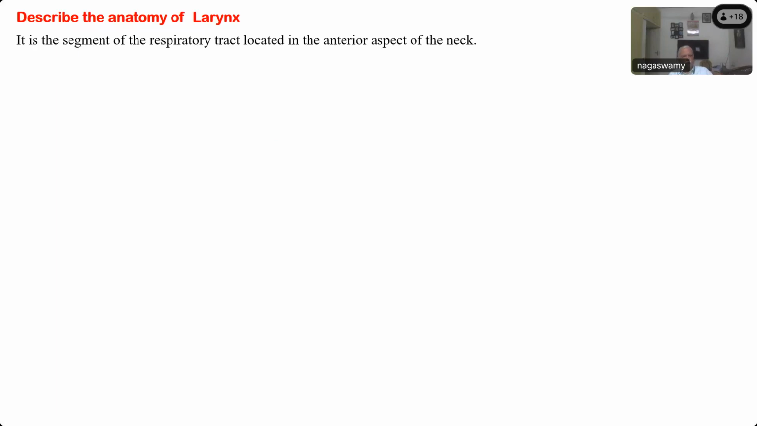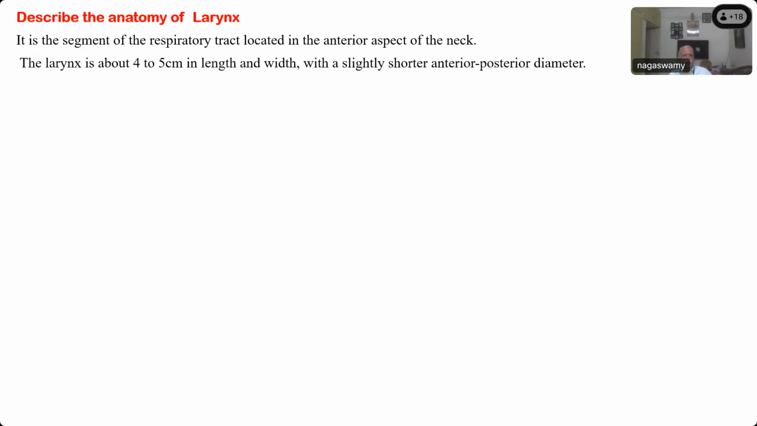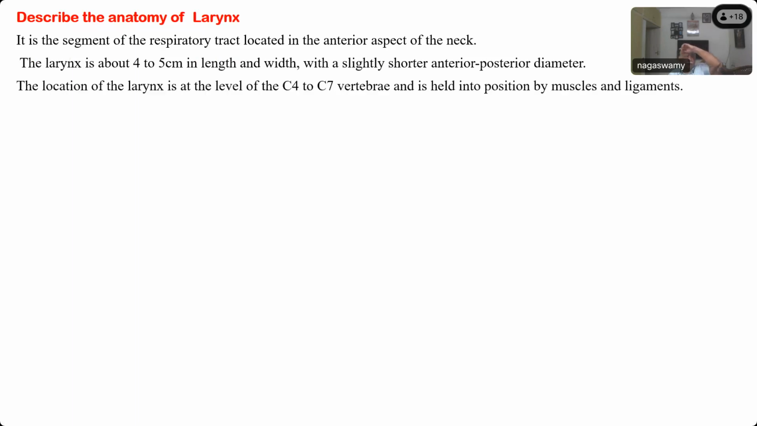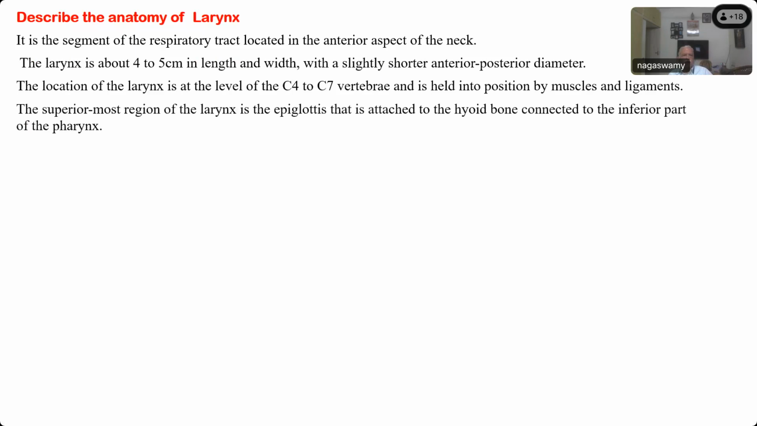It is a segment of the respiratory tract located in the anterior aspect of the neck. It is about 4 to 5 centimeter in length and width, with a slightly shorter anteroposterior diameter. The location of the larynx is at the level of cervical 4 to 7 in adults, held in position by muscles and ligaments. The superior most region of the larynx is the epiglottis, attached to the hyoid bone, connected to the inferior part of the pharynx. The inferior aspect of the larynx connects to the superior region of the trachea.